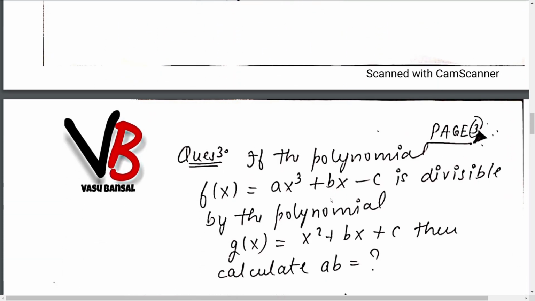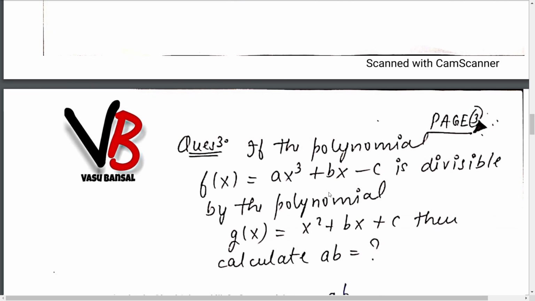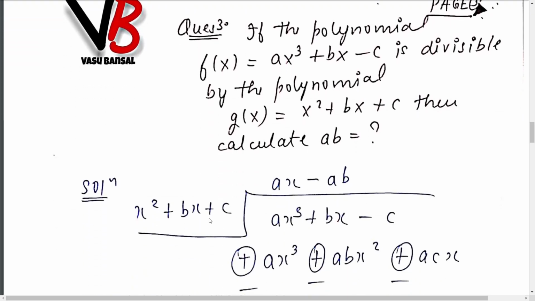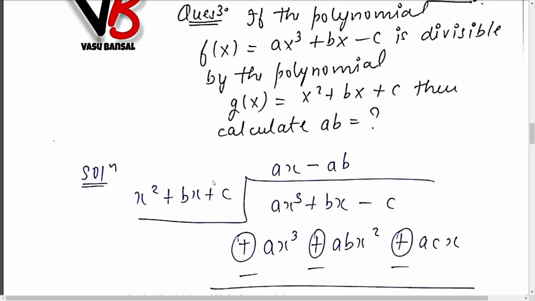So the third question is: if the polynomial this is divisible by the polynomial this, then calculate AB. This is one of the questions of R.D. Sharma, a good question. So let's move to its solution. g(x) I have written here, f(x) I have written here, because we are dividing this polynomial by this, right?